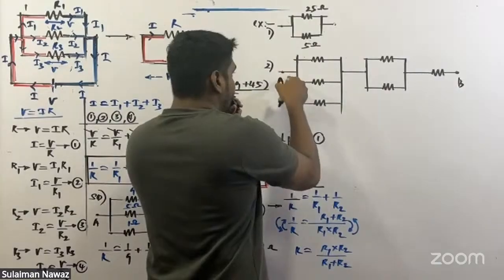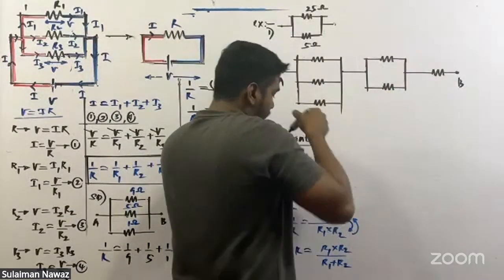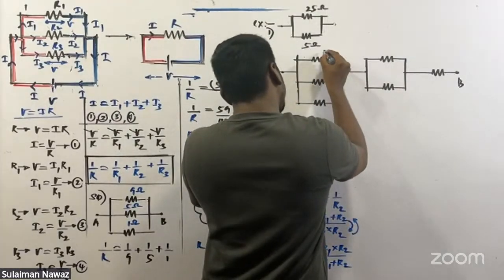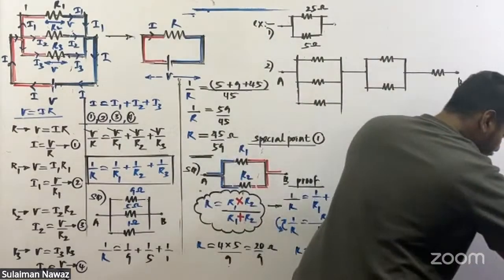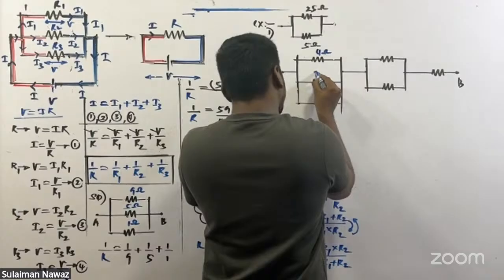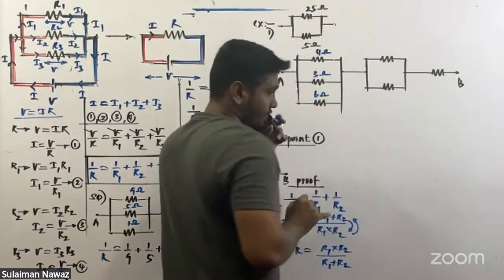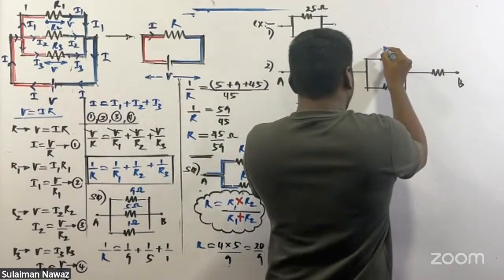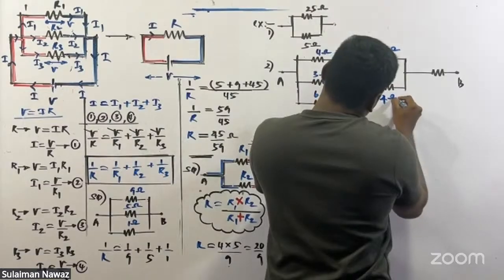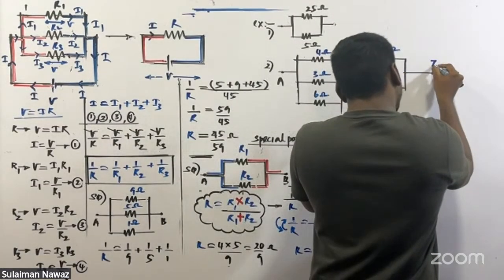This time you want to find the equivalent resistance between terminals A and B, and they have given this is 4 ohms, 4 ohms, 3 ohms, 6 ohms. This is 8 ohms, 4 ohms. This is going to be 7 ohms.